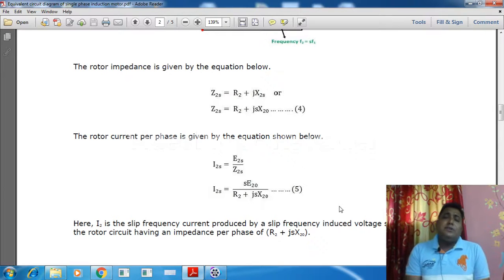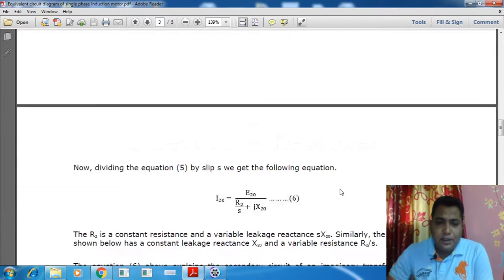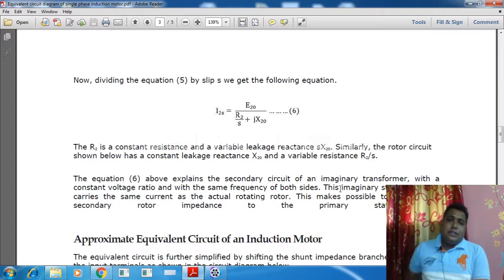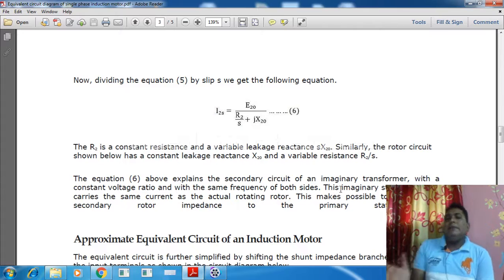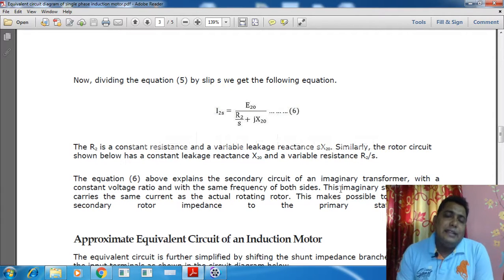So here I2 is the slip frequency current produced by a slip frequency induced voltage SE20 acting in the rotor circuit having an impedance of Z2S, where Z2S is equal to R2 plus jSX20. If we want to change the equation a little bit, we can divide the equation by S. So then the equation will be like this.